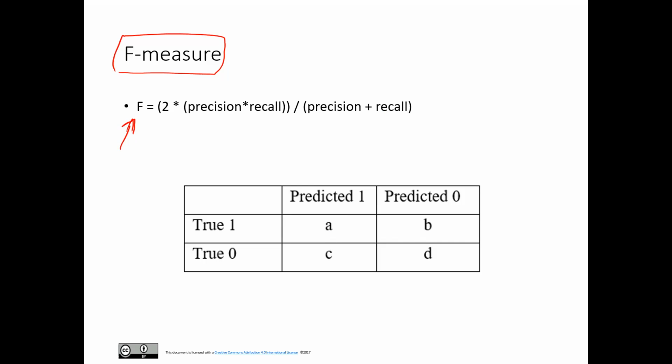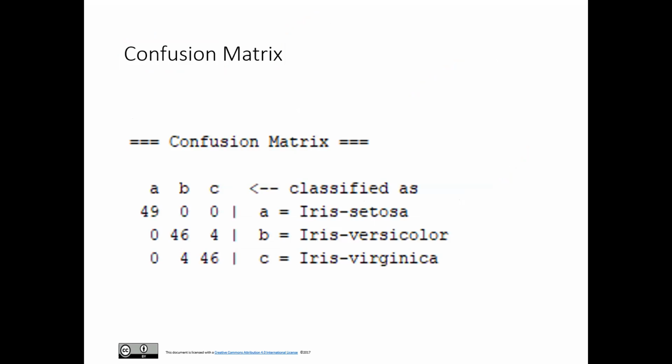In a second, we will take a look at it. Obviously, we need to look at the table here to calculate recall, then again the table to calculate precision, and so on. And then from there, combine them to come up with the F measure itself. The other metric that we can take a look at is called the confusion matrix, and we will see this when we look at WEKA in a second.